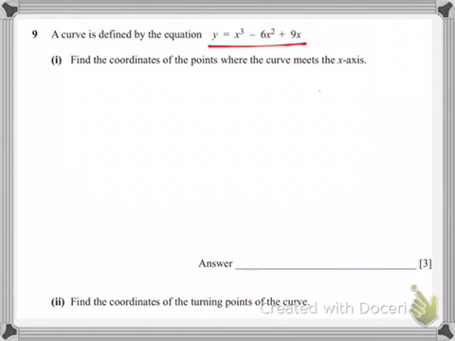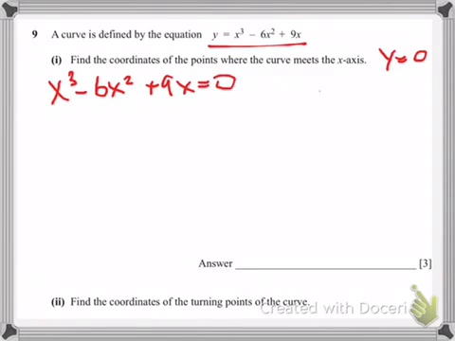Now, a curve meets the x-axis when y is equal to 0. So all we have to do is put in y equal to 0 in this curve. So we've x cubed minus 6x squared plus 9x is equal to 0. Now when you've got a cubic curve like this, we can first of all factorise out an x. So x comes out, and you've got x squared minus 6x plus 9 equals 0. And that'll give you a quadratic, which can then be factorised.